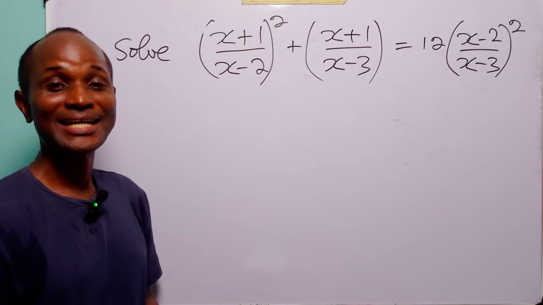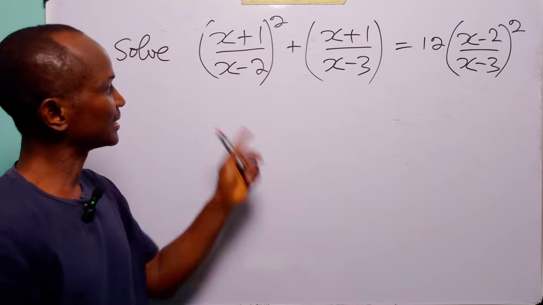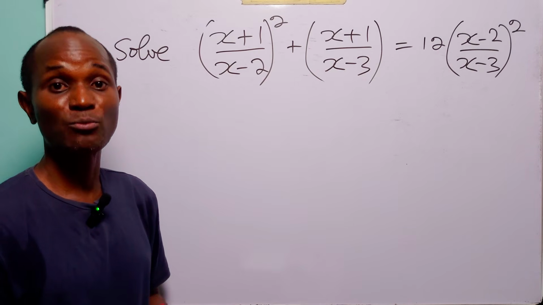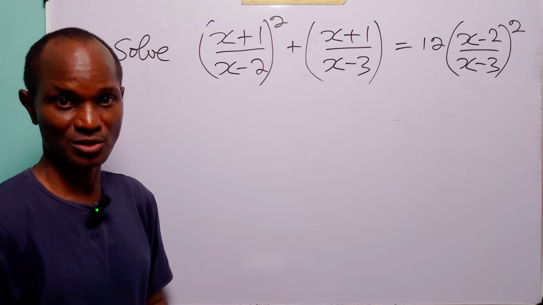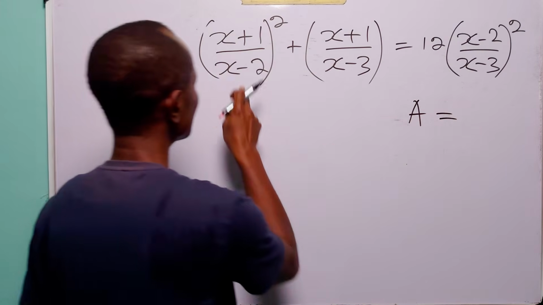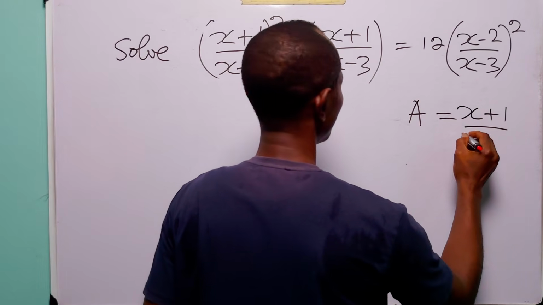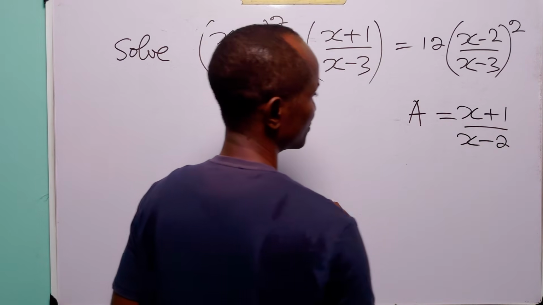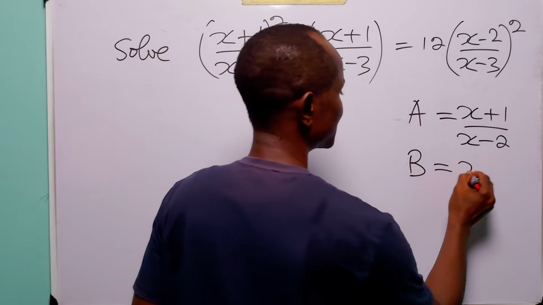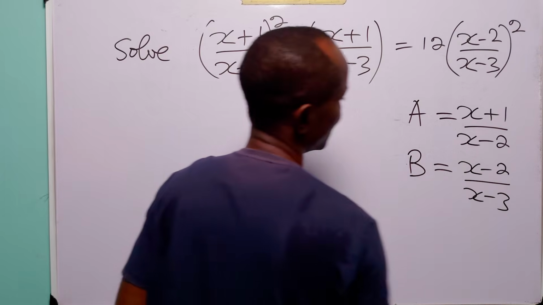Hello and welcome. In this math tutorial, our task is to find the real values of x that satisfy this rational equation. To solve this problem, we are going to start with a very simple substitution. Let a be equal to this fraction, that is x plus 1 over x minus 2. And let b be equal to this fraction, that is x minus 2 over x minus 3.